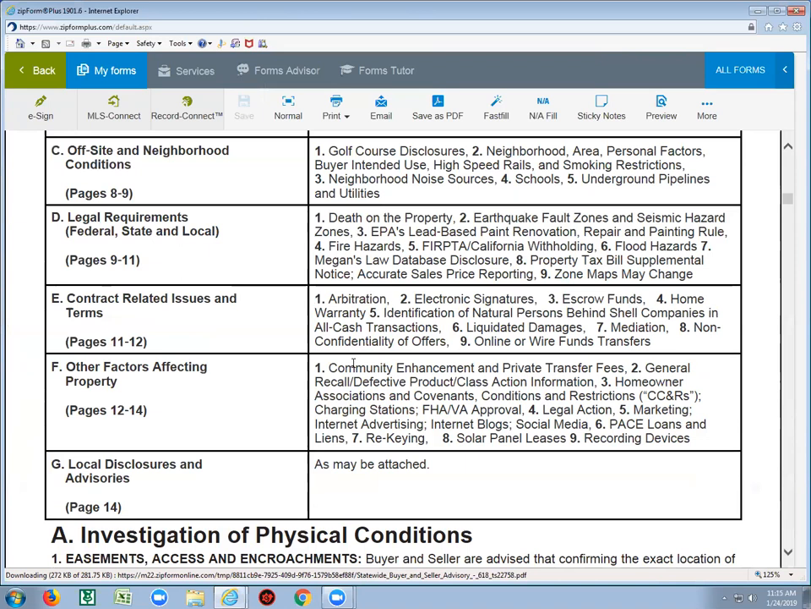And the accurate sales price reporting, well, definitely, because the title company and escrow company will get the accurate price reported, because that's how they calculate your tax.